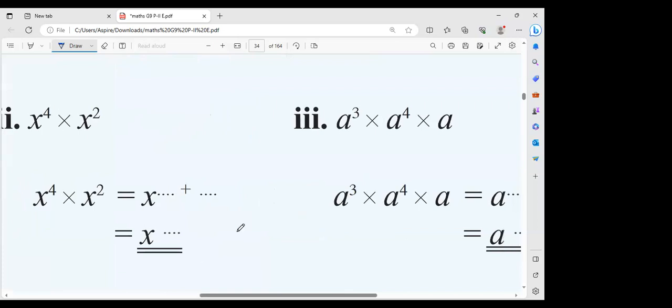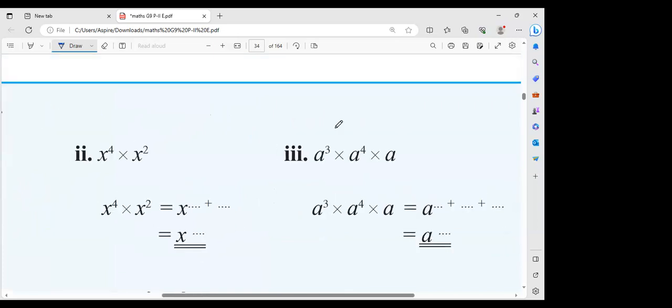Do the second and third ones quickly like this. And please raise your hand when you're done with the work. Hurry up, okay?